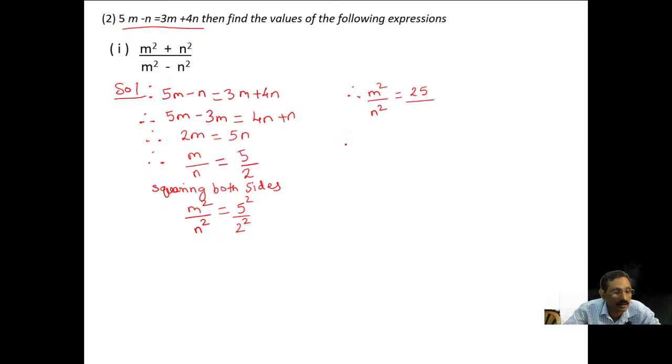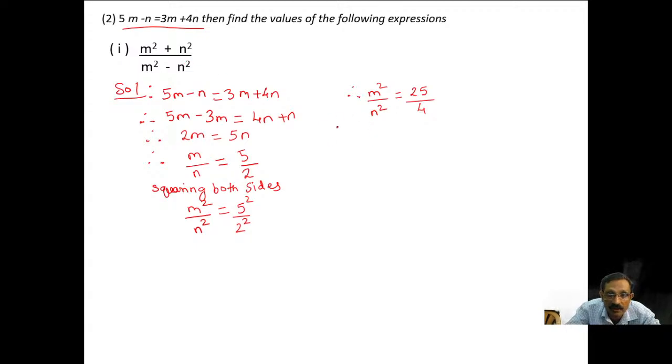Square. So what does it give me? It gives me 4. Now look here and look here. What we have is m square upon n square is equal to 25 upon 4, so m square upon n square is equal to 25 upon 4. Now what can be done? See, you can see here we can use componendo and dividendo.